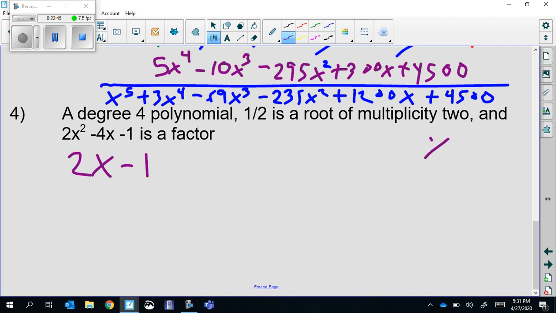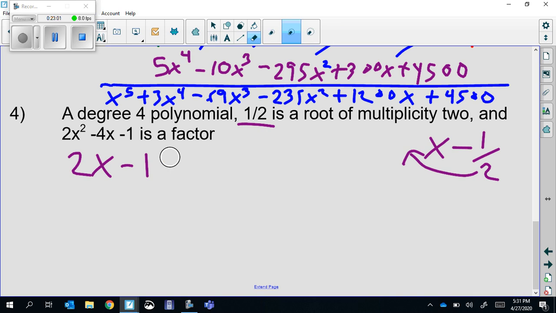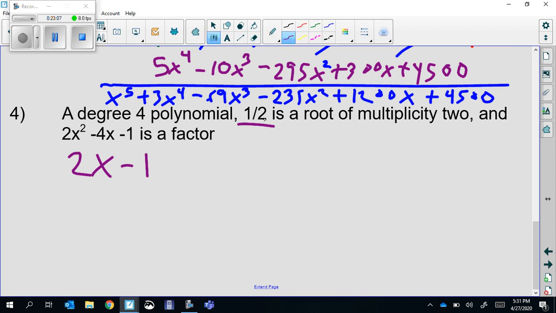Whatever your fraction is, the denominator just goes in front of the x. If you think about how you would solve this, you would set it equal to 0, you would add the 1, divide by 2, and that's where you get the 1/2 from. So denominator always goes in front of the x. It's just a quick way of rewriting a fraction as a factor. So multiplicity 2 means we got to write it twice.